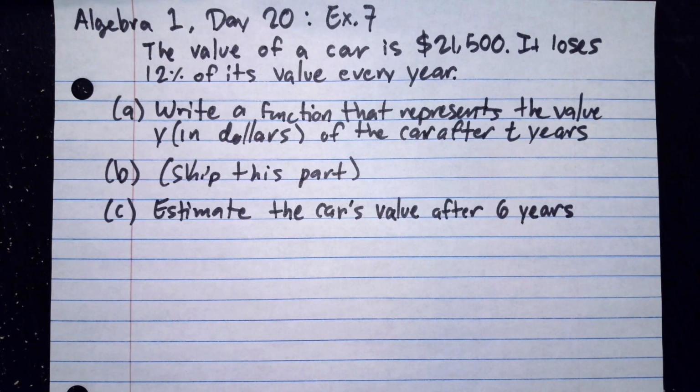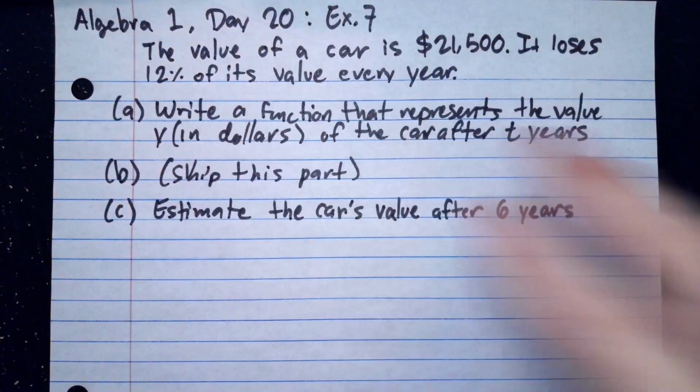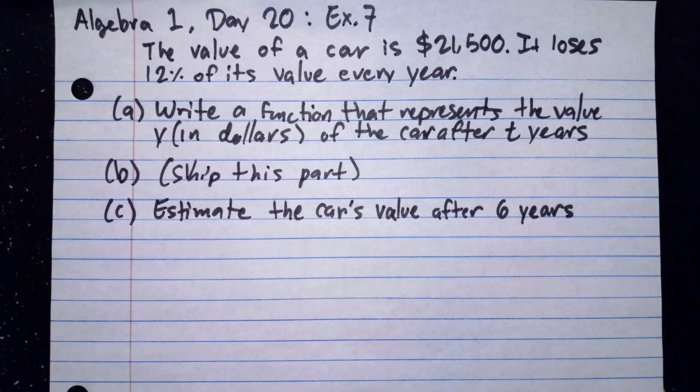We skipped part B when I did this in class with my other period, so we're not going to do it here either. And then C says estimate the car's value after 6 years. And it actually says a little bit more. It says something about graphing, but again, I don't want to graph here because it's going to be too ugly. So the graph of the answer is already included in your notes. Just make sure you go over this explanation first and then you take a look at that graph for better results. But let's get to work for this one.